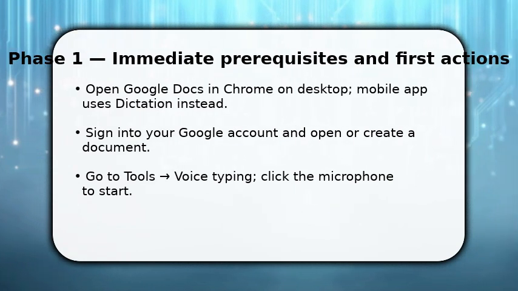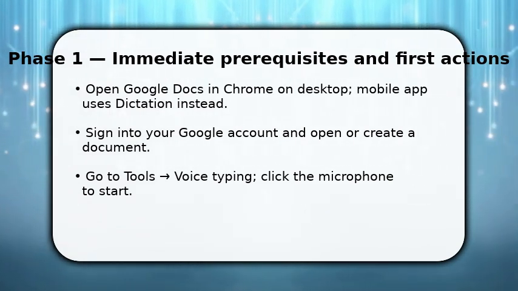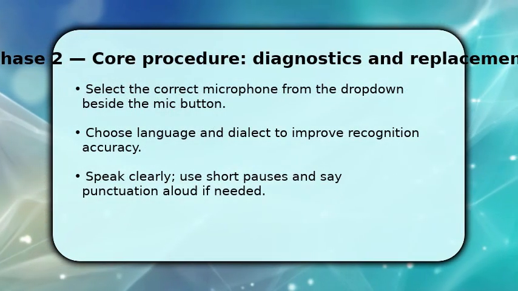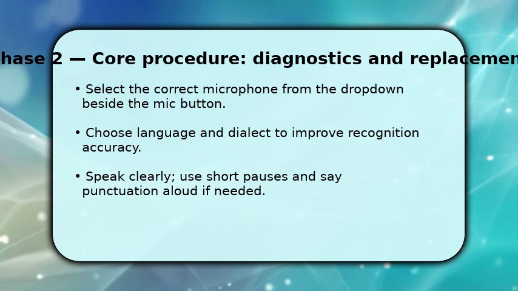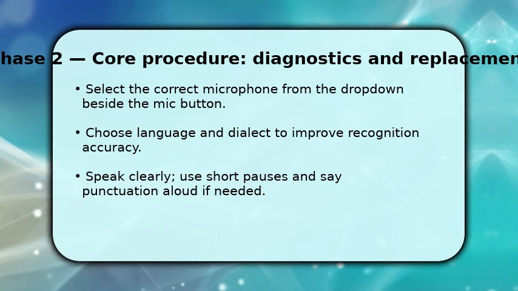You now configure the microphone and language so recognition matches your voice. Click the arrow near the mic to pick the input device. This prevents the wrong source from recording. Next, select the language and dialect. Accuracy depends on matching the acoustic model.